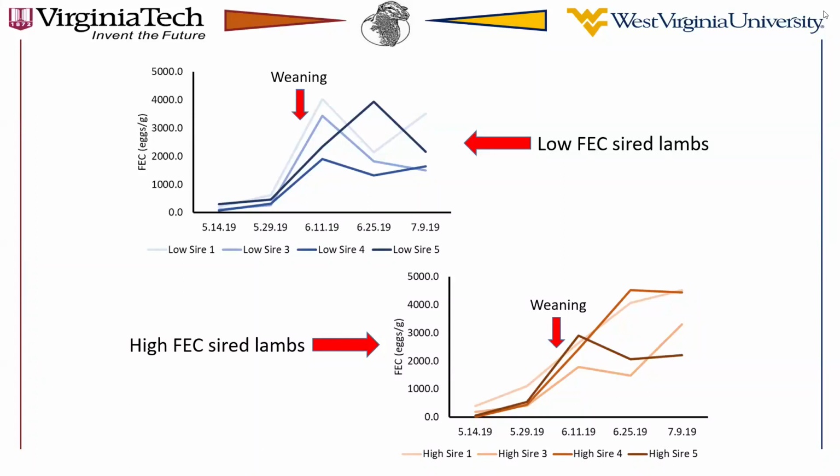The high fecal egg count sires down here in the bottom right, 3 out of 4 of those, they just kept climbing. One of those rams, his lambs sort of did a little bit better and maintained, but for the most part, they kept going up.